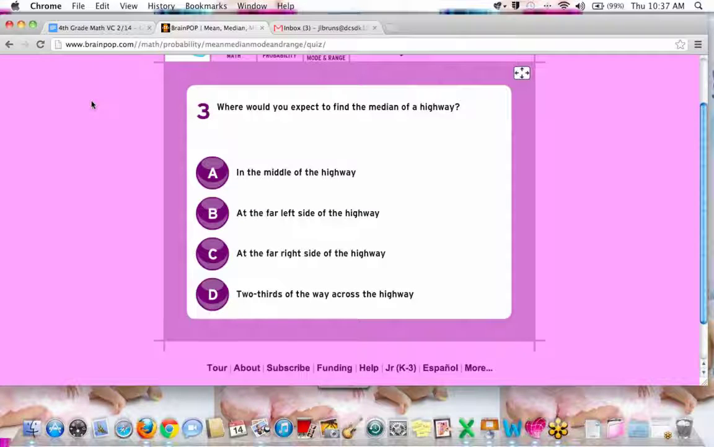Where would you expect to find the median of a highway? In the middle of a highway? At the far left of the highway? At the far right? Or 2/3 away across the highway? So that word median can be used to find the middle set of data. So which one of these choices most means middle of the highway? Good, everybody is saying A. Perfect.